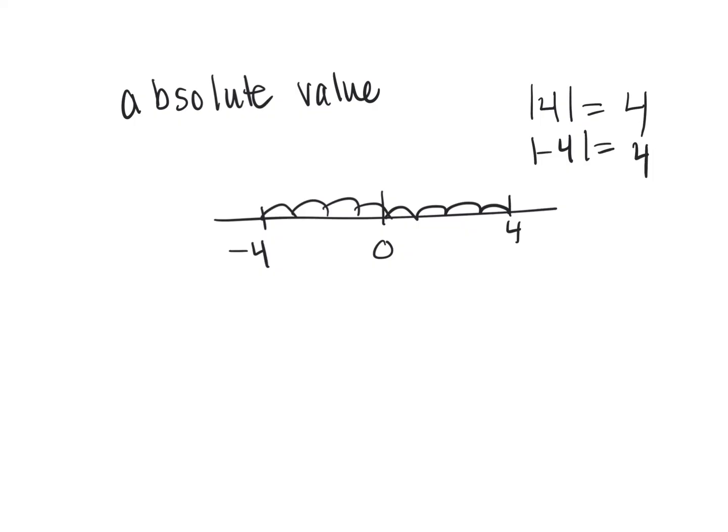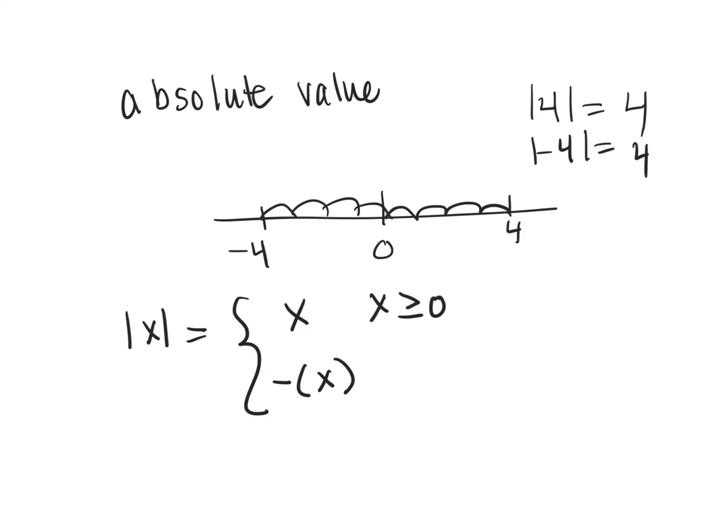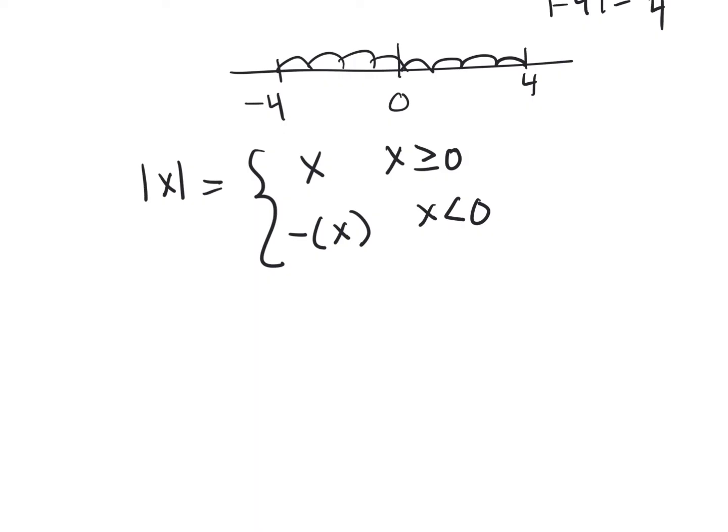If I wanted to write this function as a piecewise function, whenever x is positive, greater than or equal to 0, you just get x out. But if x is negative, then you get the opposite of x out. So if x is negative, you're taking the opposite of x, so it becomes positive. So things go in, come out.